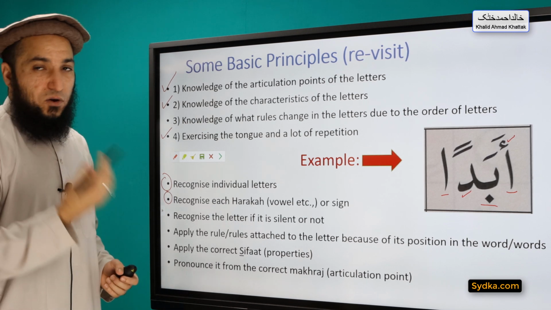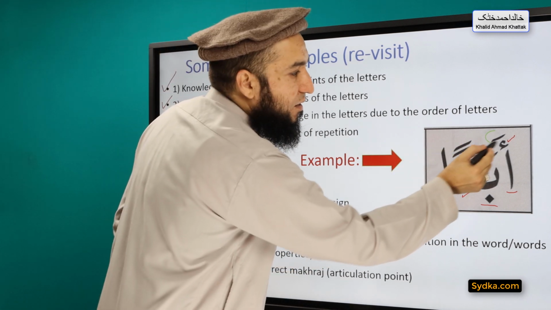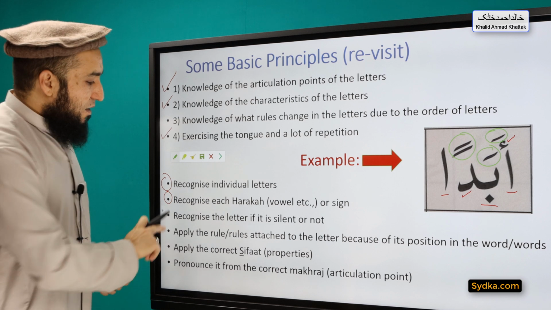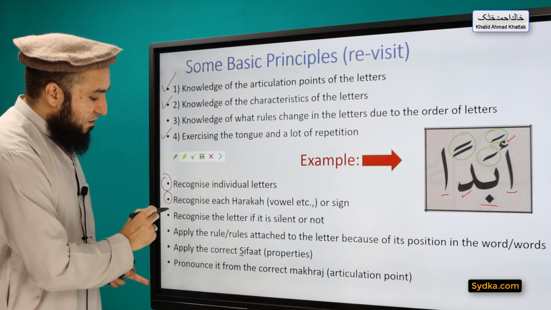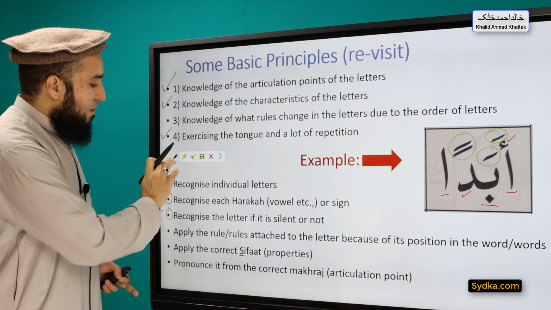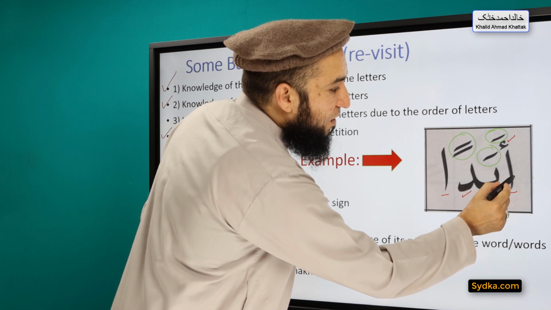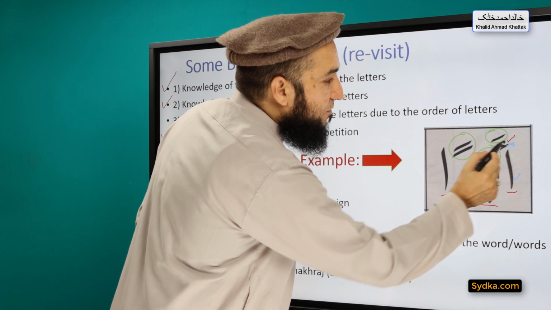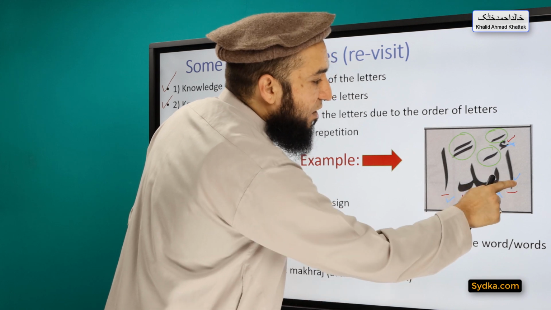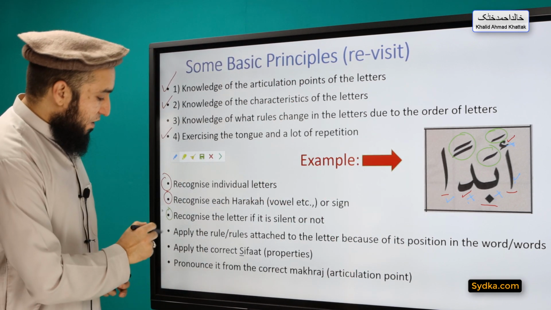In step 2, we recognize the harakat that are used. So the harakat, or the signs, would be here. That's fatha, fatha, fathatain. And the next one is we have to recognize which letters are silent and which aren't. Let's change the color. Okay, blue. So alif is silent, hamza is not silent, ba is not silent, dal is not silent, and alif is silent. So we recognize those ones.